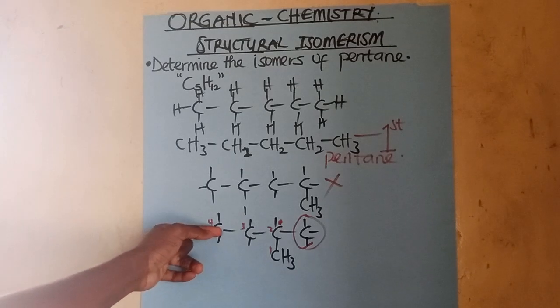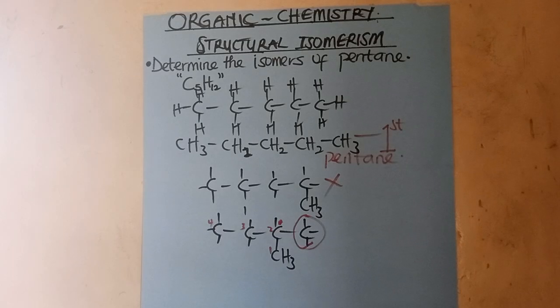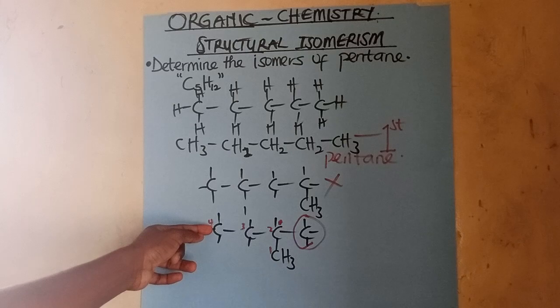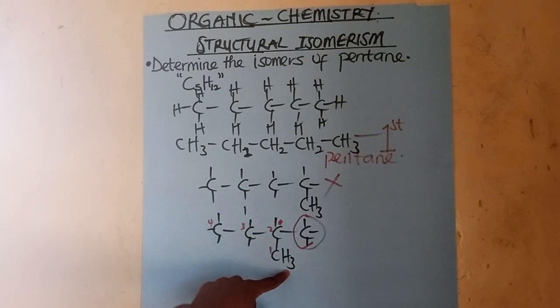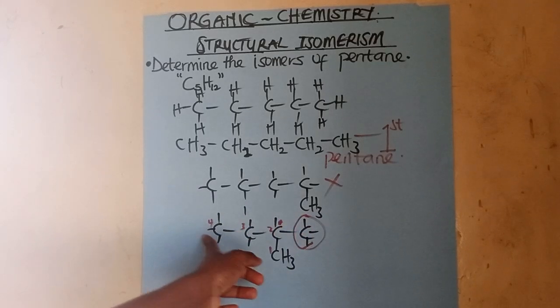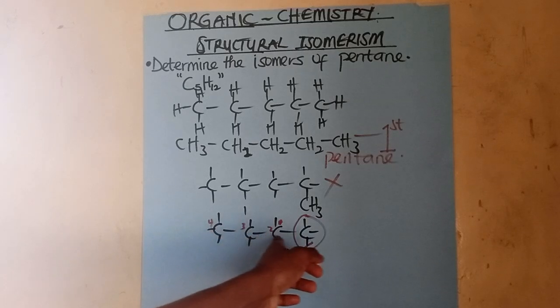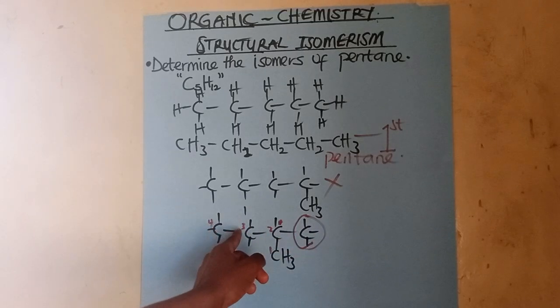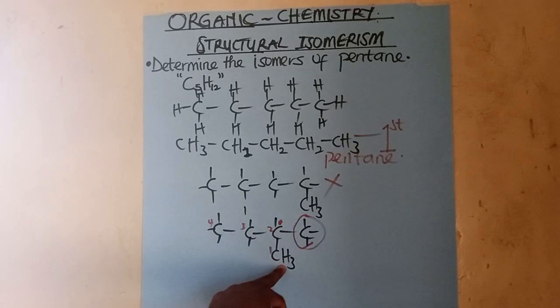Sometimes your chain can be 1, 2, 3, 4, 5, 6, depending on the structure you are given. So please take note. 1, 2, 3, 4. This one now is no more my substituent. Then this one has now become my substituent. But if I want to take my longest chain, which is 4, like this, then it will be 1, 2, 3, 4. So this one will now turn back to my substituent.